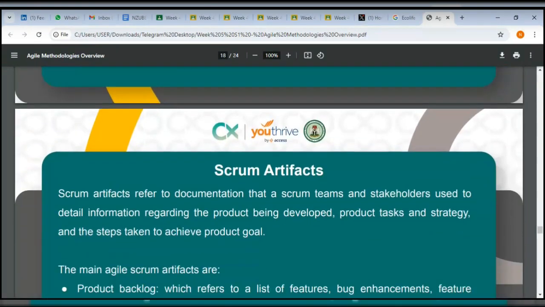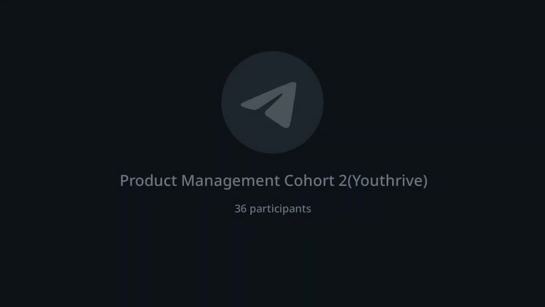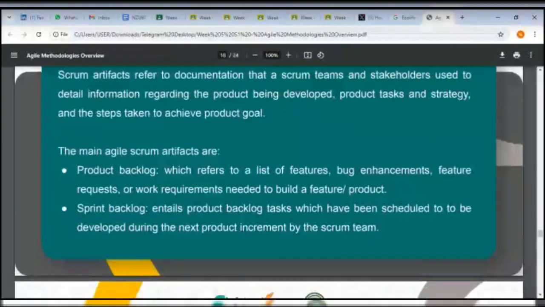Scrum artifacts refer to documentation that a Scrum team and stakeholders use to detail information regarding the product being developed, product tasks and strategy, and steps taken to achieve product goal. So your Scrum artifacts are basically mostly your tools, your product management tools and documentations. But the proper way to say it is your Scrum artifacts.